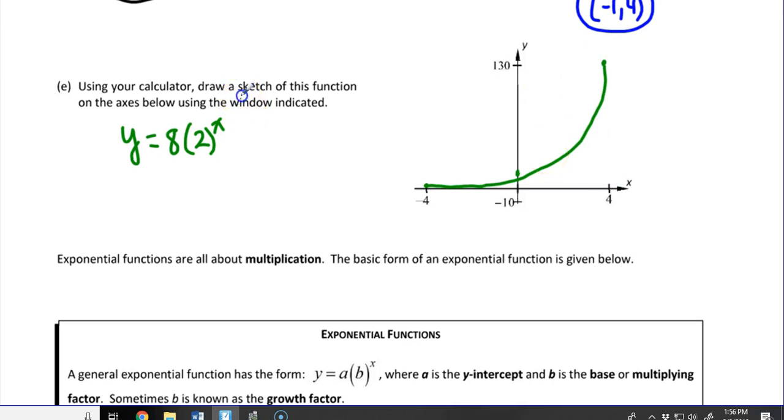It says draw a sketch. So we did our best. We didn't plot all the points. We would have gotten a better idea if we merely plotted points.